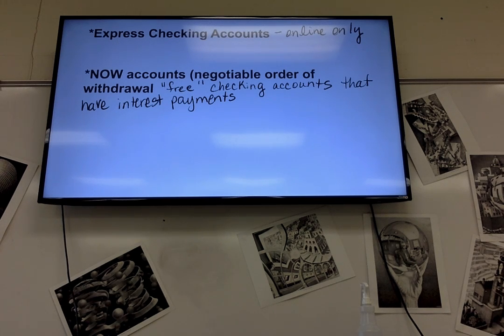Similar to a type of now account is a money market account. You get checks with a money market account, but you can only write so many checks per year on it. Usually people use it to save money because it has a higher interest rate, but if they have an emergency, they can still get to that money without having a fee.